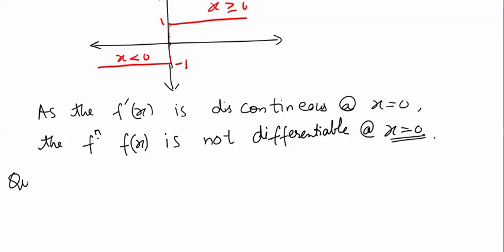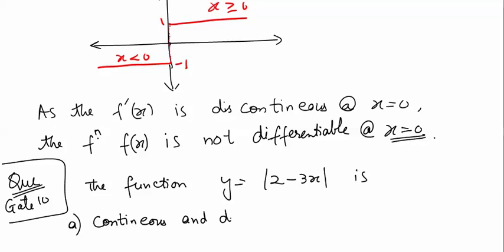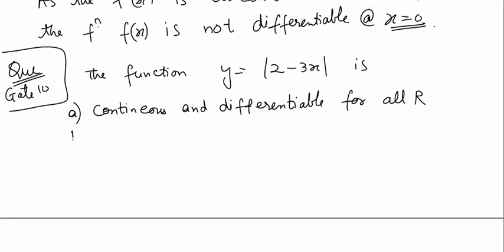This is a very simple fundamental which you can solve. Let us take a problem from the GATE paper. The question came in GATE 2010. The question was: the function y is equal to 2 minus 3x is, and the options were: first, continuous and differentiable for all R, where R represents the set of real numbers.